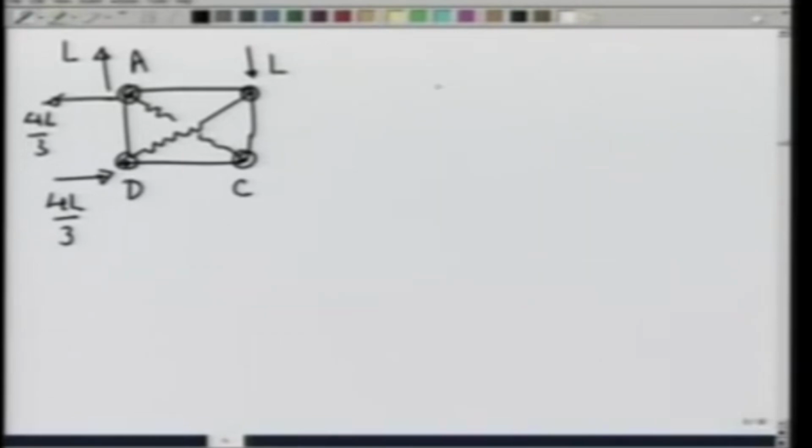Let us take the joint D or pin at D and see what the forces on D are. Now, we are really using method of joints. Each joint we are going to bring into equilibrium by applied forces. At point D, there is a force in horizontal direction, 4L by 3. There is a force, and now I am anticipating that the force by rod DC is going to be towards the left, F DC.